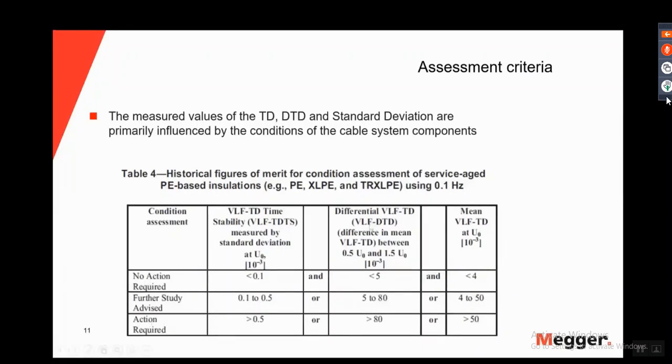This would be our DTD, difference in mean at 0.5 to 1.5: less than 5, no action; 5 to 80, further study advised; greater than 80, action required. And then VLF TD time stability would be, of course, standard deviation: less than 0.1, no action; 0.1 to 0.5, further study advised; and then greater than 0.5, action required.